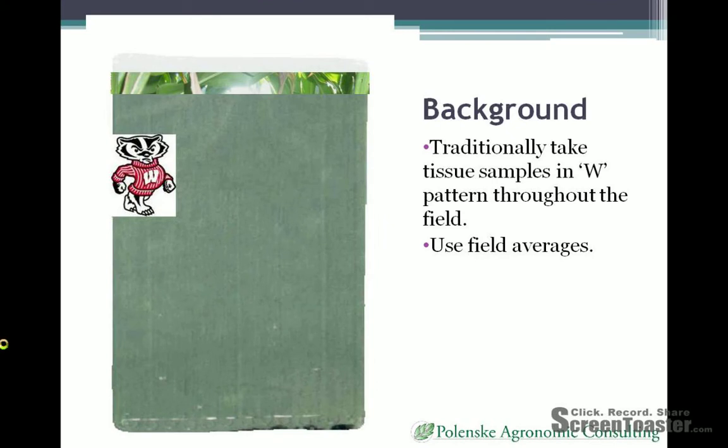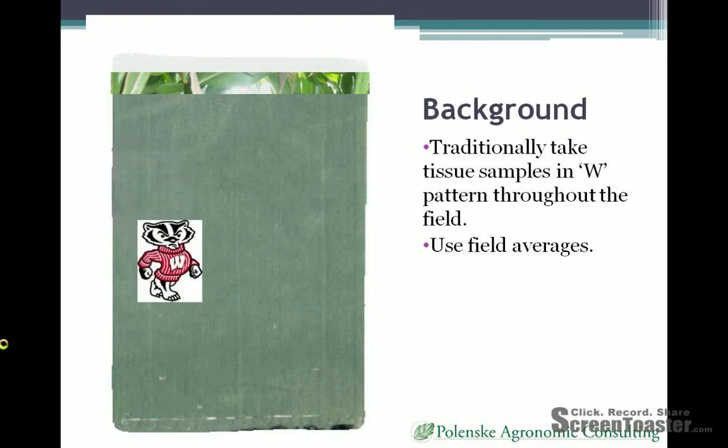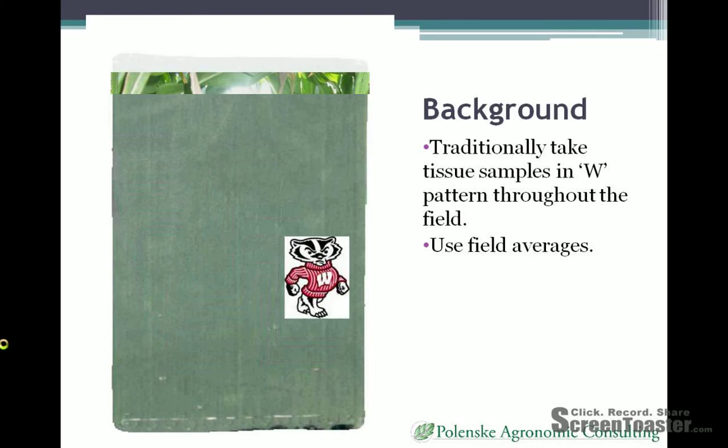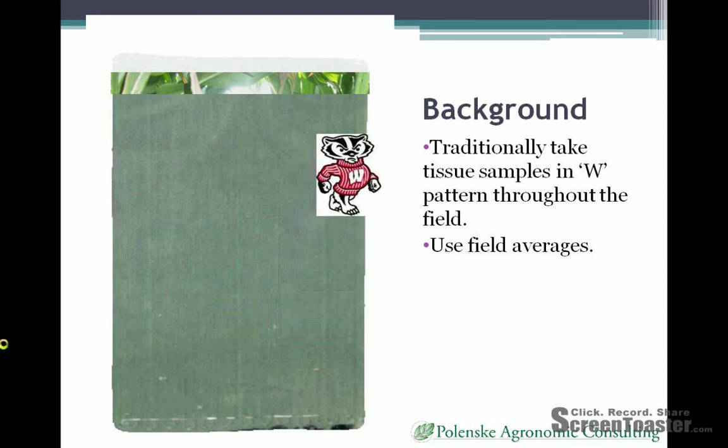A little bit of background, as I said: our traditional tissue sampling technique was the W pattern throughout the field. So we would just walk in a W pattern, grabbing about 30 ear leaves as we went, and then this would be sent into the lab, and we'd use a field average.